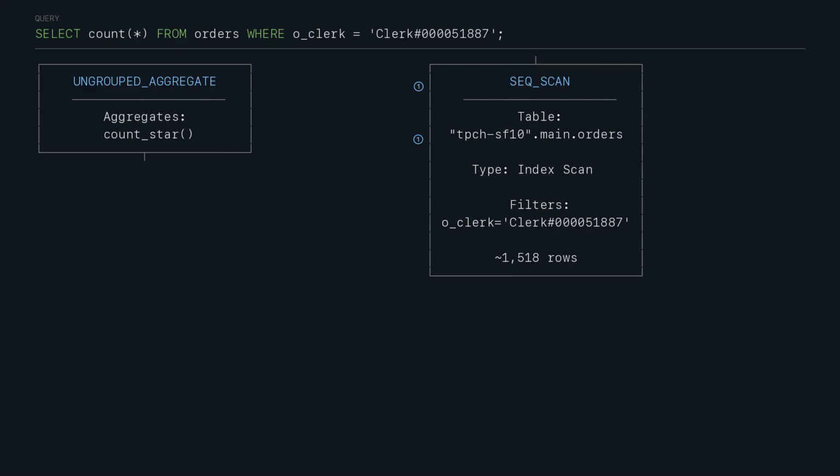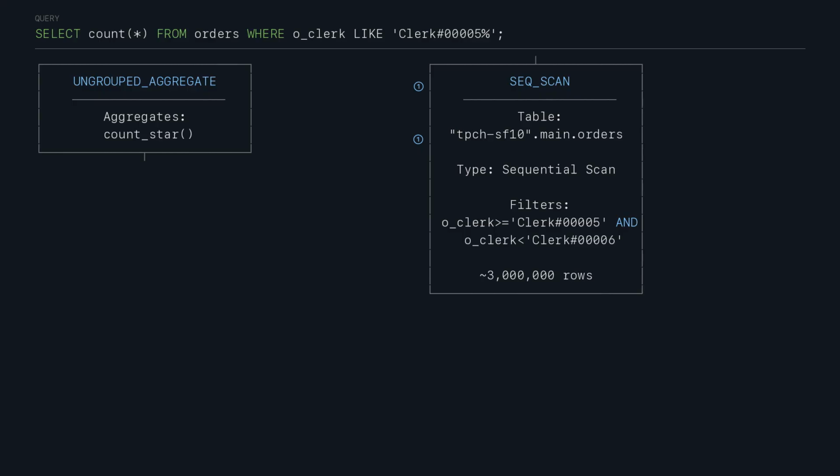Query 1, equality predicate on OClerk. The plan shows an index scan using orders clerk idx. Only 1,518 of 15 million rows match, well below the threshold. The index scan is 27 times faster than a sequential scan for this predicate. Query 2, like predicate on OClerk. The plan shows a sequential scan, not an index scan. DuckDB rewrites like internally as a conjunction of range predicates. The ART index is not invoked for like patterns.